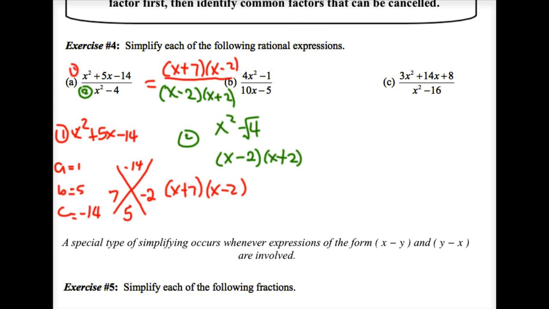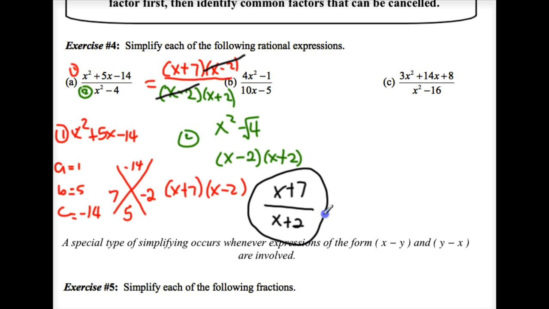Then I'm going to look for what they have in common. Is there any factor that they have in common? They both have an x minus 2 and an x minus 2. Those are canceled, and then my final answer would be x plus 7 and x plus 2, which is my leftover 2 factors. Sorry.